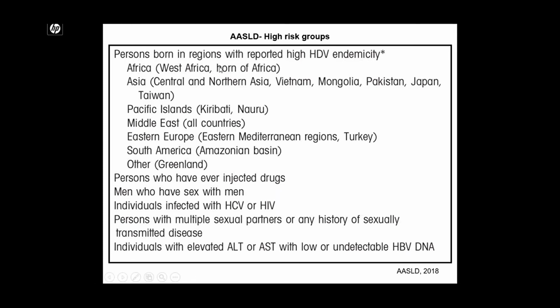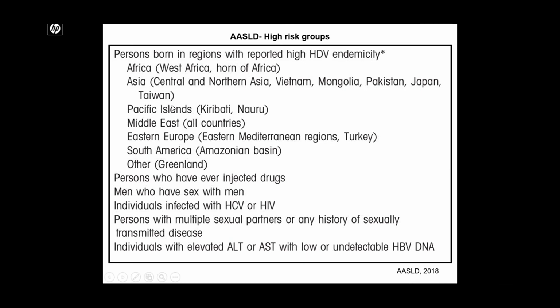So it includes persons born in regions with reported high hepatitis D virus endemicity, so West Africa and Horn of Africa. As I've said, data from Africa is scarce actually, so it's difficult to include only the Horn and West, because we have seen that the Central African have higher antibody tests. So we need to have more data from Africa, from different parts of Africa, to recommend or to exclude individuals from testing.